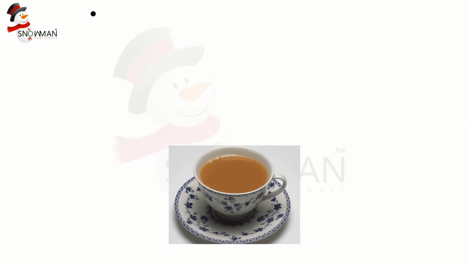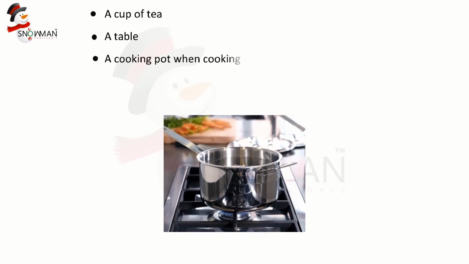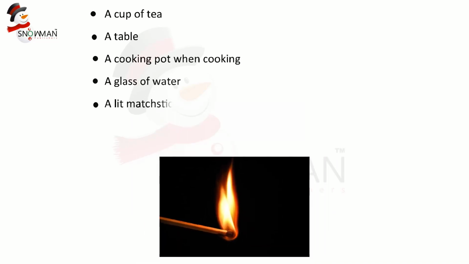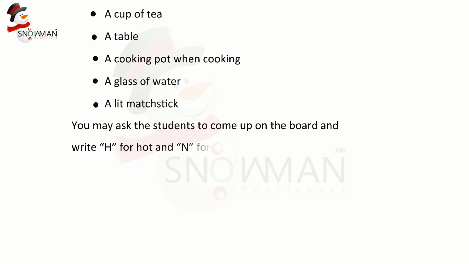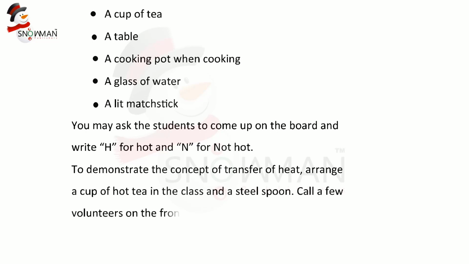Objects could be a cup of tea, a table, a cooking pot when cooking, a glass of water, a lit matchstick. You may ask the students to come up on the board and write H for hot and N for not hot. To demonstrate the concept of transfer of heat, arrange a cup of hot tea in the class and a steel spoon. Call a few volunteers on the front and tell them to touch the spoon.